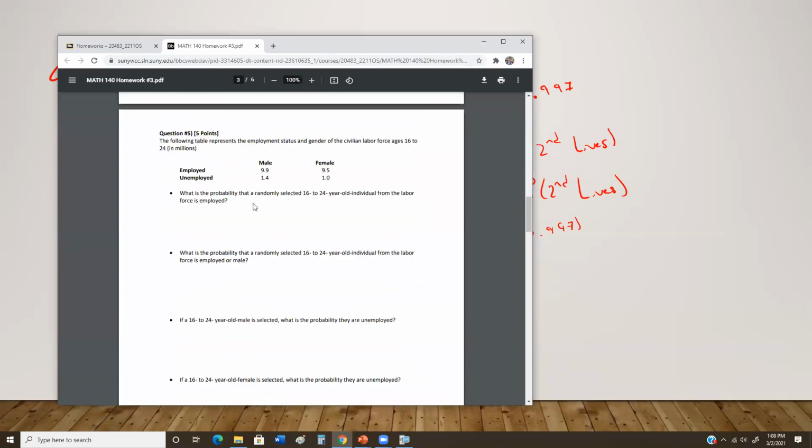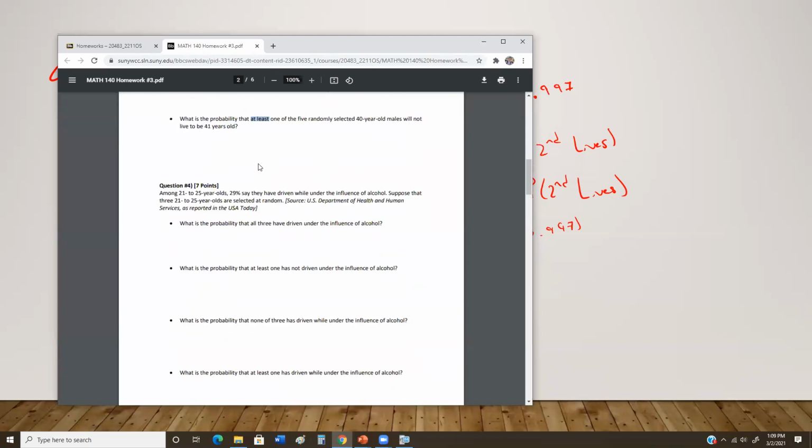Whenever you see the words "at least", you see what I'm highlighting on the sheet there? At least one, at least one, at least one. Whenever you see that, that's going to be your hint to use the complement rule.